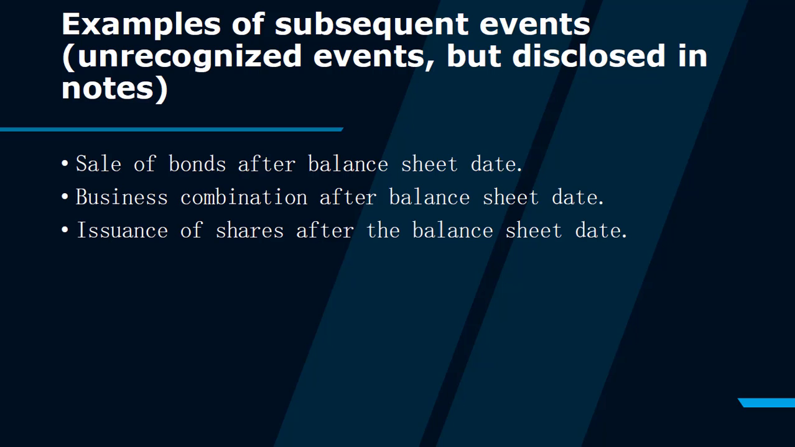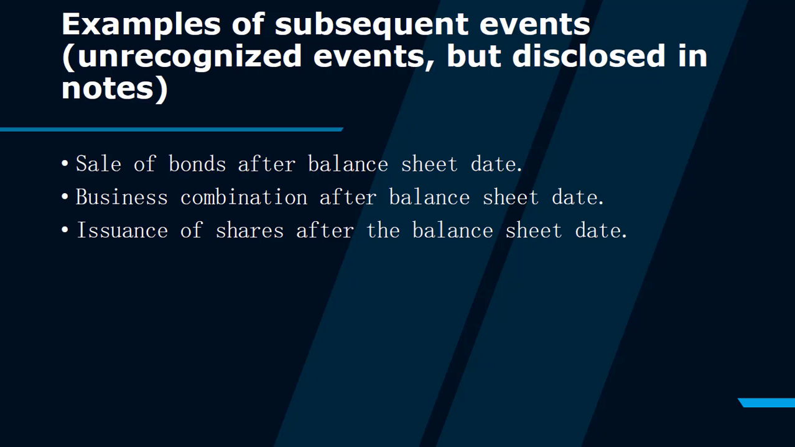The second type of subsequent events, which requires only disclosure in the notes, are events which happened after the balance date, but do not have a related event before the balance date. So here are the examples: sale of bonds after the balance sheet date, business combination after the balance sheet date, and issuance of shares after the balance sheet date.